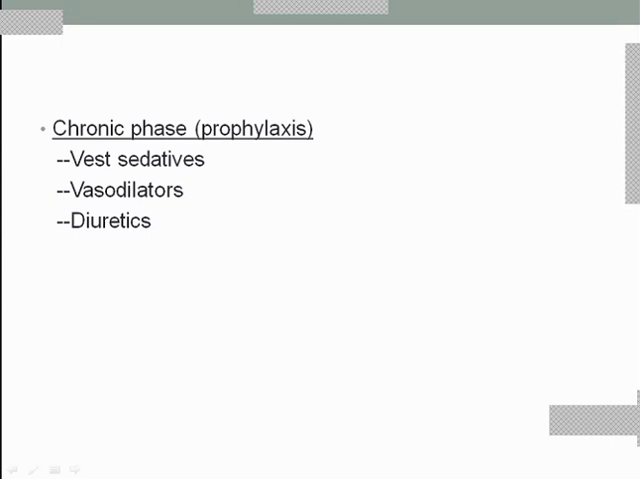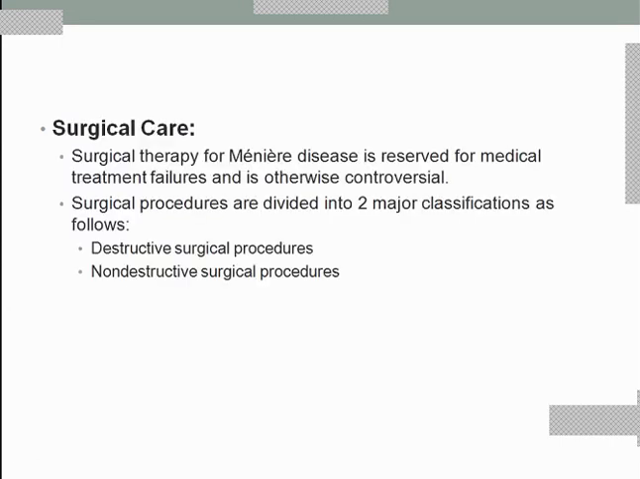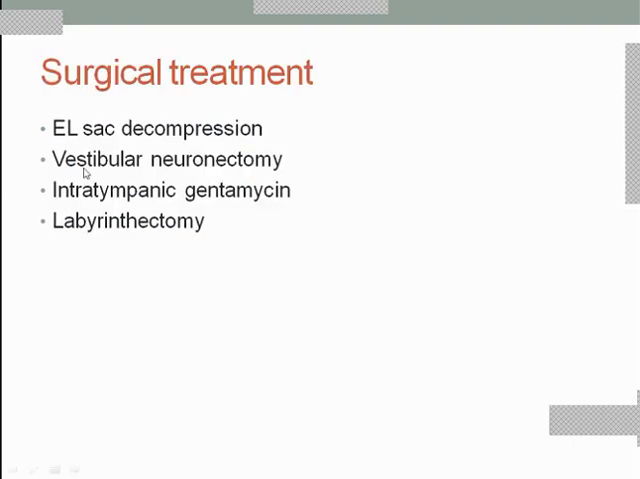Coming to surgical treatment, it is reserved for cases in which the medical treatment fails. It is controversial. As I've told you, it is divided into two major classifications: a destructive procedure or a non-destructive procedure. There are four types of surgical treatments for Meniere's disease. First one is endolymphatic sac decompression. Next is vestibular neurectomy. And intratympanic gentamicin injection. The fourth one is labyrinthectomy.